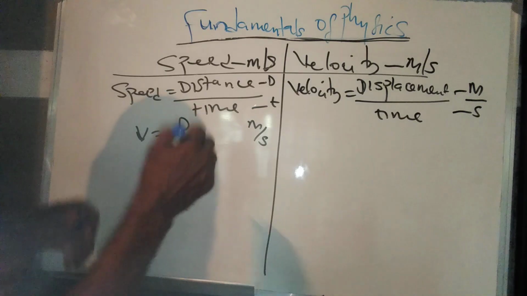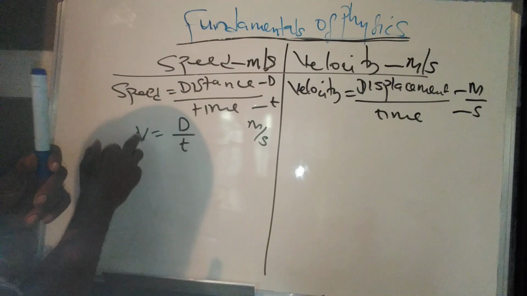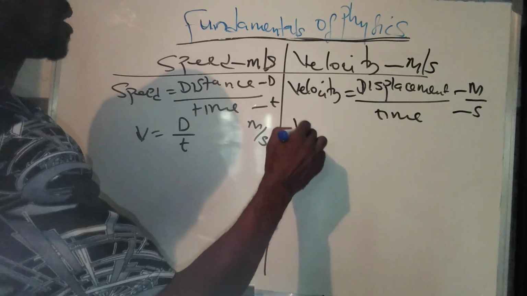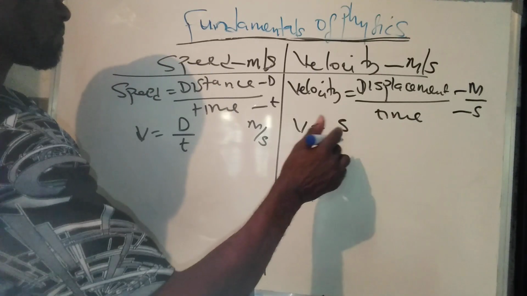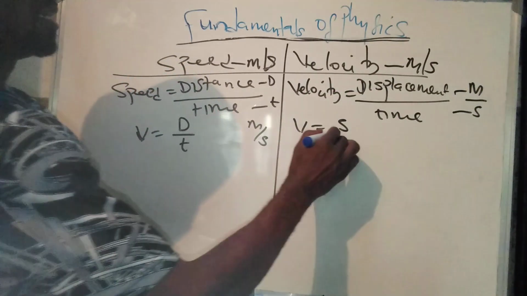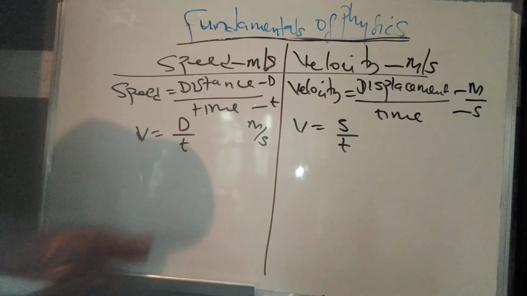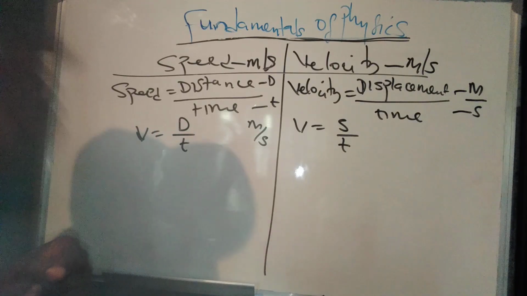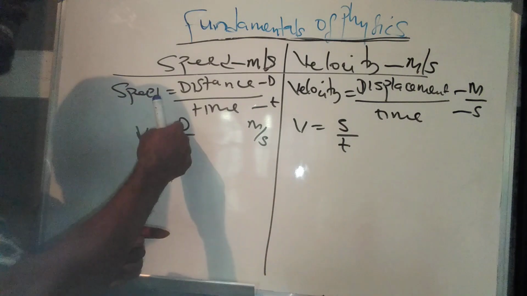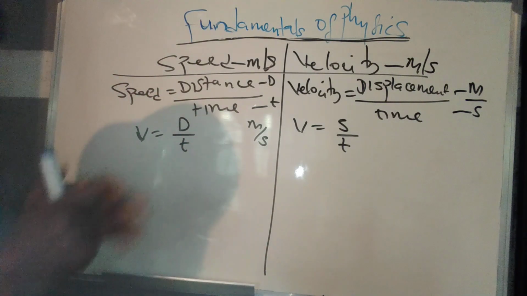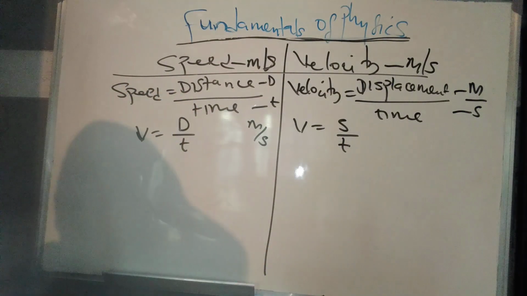Okay. So now, like I said, this is the formula for finding speed: distance over time. And velocity also is displacement, which I can denote with S, divided by time. You see? Now, if you are asked to calculate velocity and you realize that distance is given, don't say, oh, my physics teacher says that velocity is displacement all over time. Please use that distance and divide by time, you get velocity.